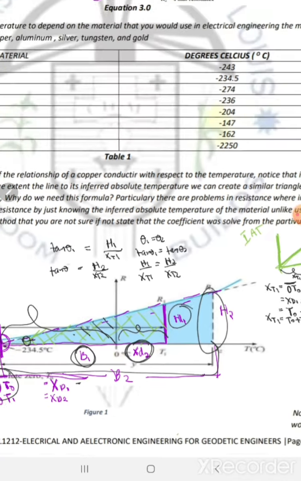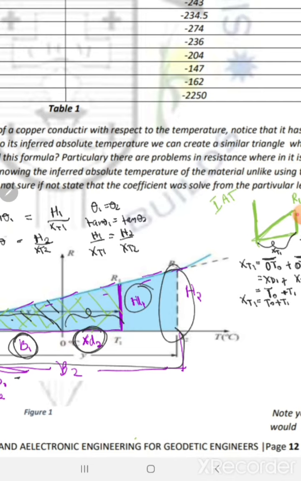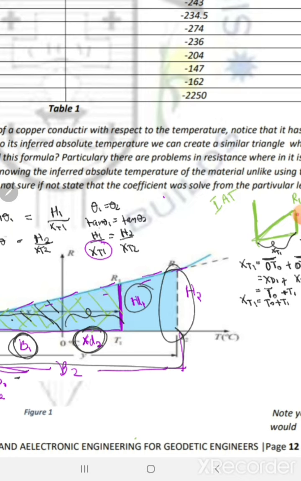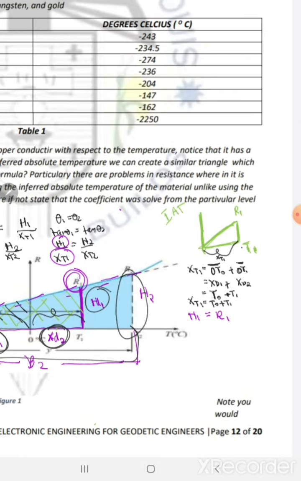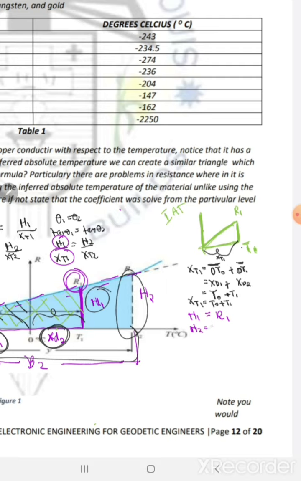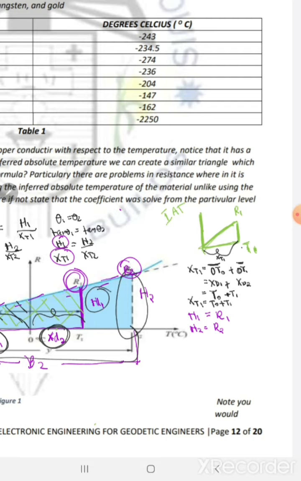Okay? So kaya kinukuha natin siya. Since meron tayong XT1, and also kunin natin yung H1. Okay? Take note that your H1 is equal to the value of this resistance 1. Alright? And then your H2 is the value of your resistance 2. Tama ba ito? Right? That is your R2 is equal to your H2.